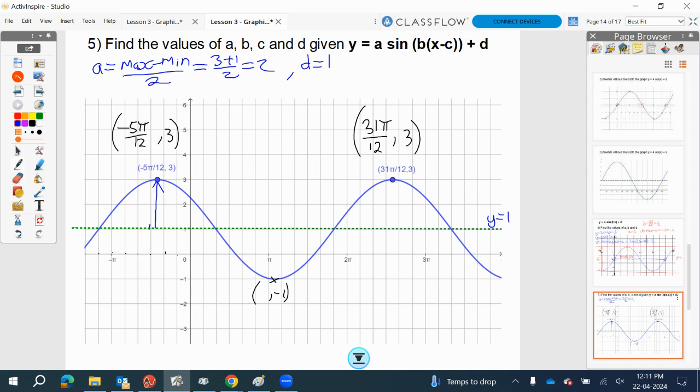Next, we need to find the period. We're given 2 points I've marked off here. So the period is simply going to be 31 pi over 12 minus negative 5 pi over 12. So that's 36 pi over 12, which is 3 pi.